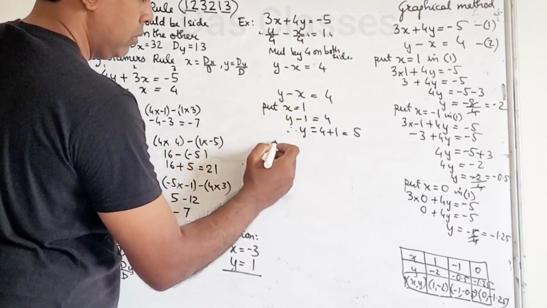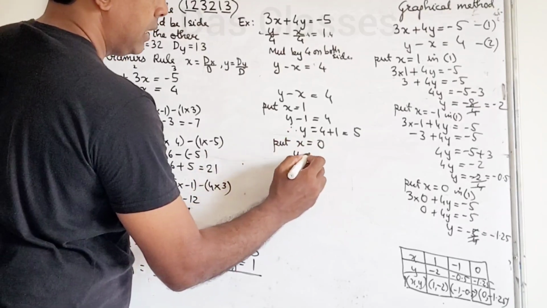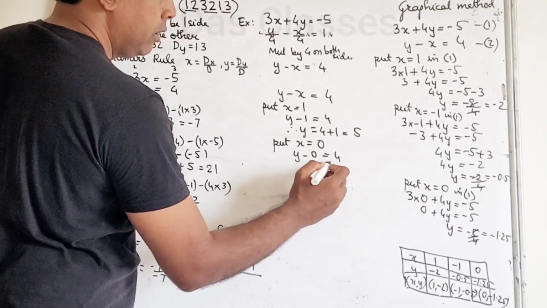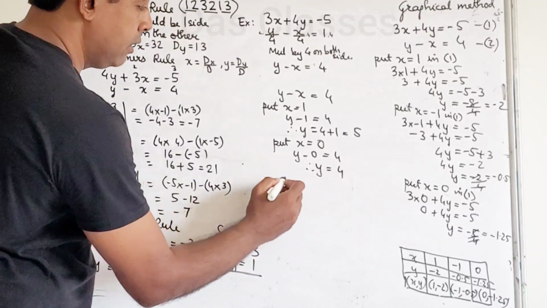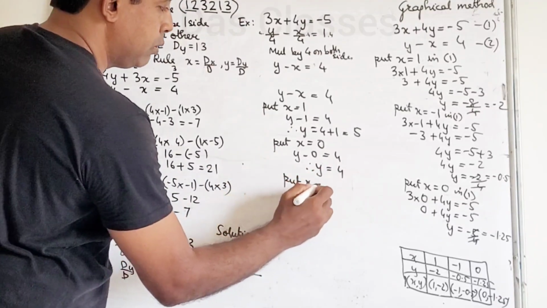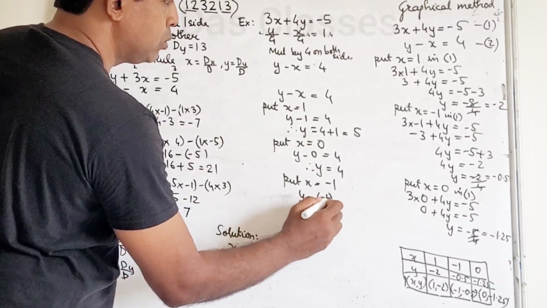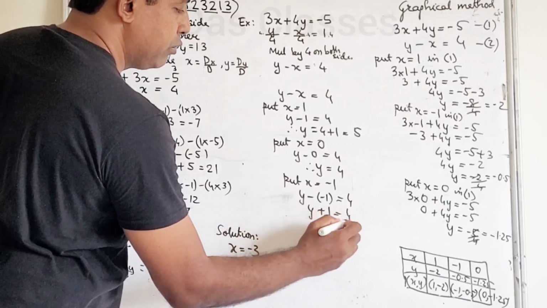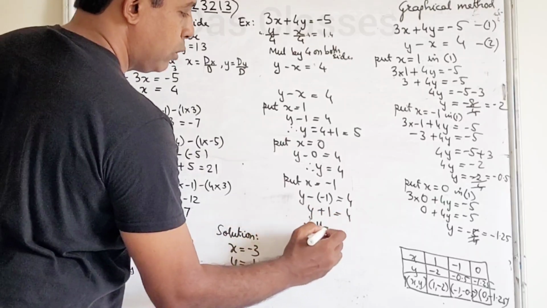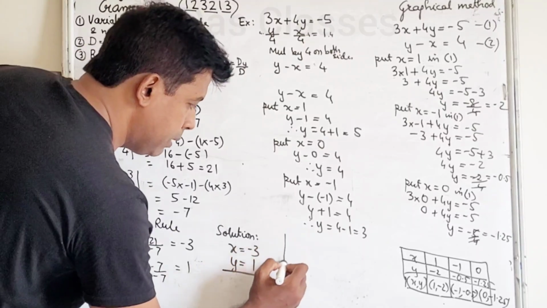Next, put x is equal to 0. y minus 0 is equal to 4. Therefore, y will be equal to 4. And put x is equal to minus 1. y minus minus 1 is equal to 4. y plus 1 is equal to 4. Therefore, y would be 4 minus 1, that is 3. So that makes the table.